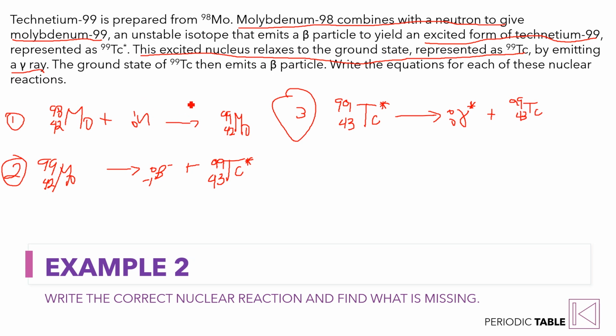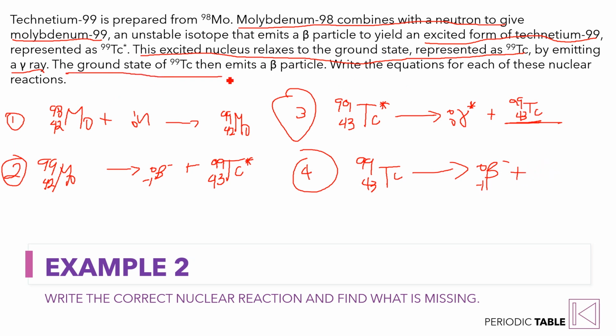The ground state of technetium-99 then emits a beta particle. So, etong ground state daw na to o yung relax ay nag-e-emit pa ng beta particle. So, susulat na naman natin. Kapag sinabing nag-emit, saan natin siya ilalagay? Hindi sa parent side, kundi sa daughter side. So, nag-emit pa siya ng isang beta particle. So, that's minus 1, 0 plus, okay, so what is the final product here? So, walang binigay na kung anong final product.